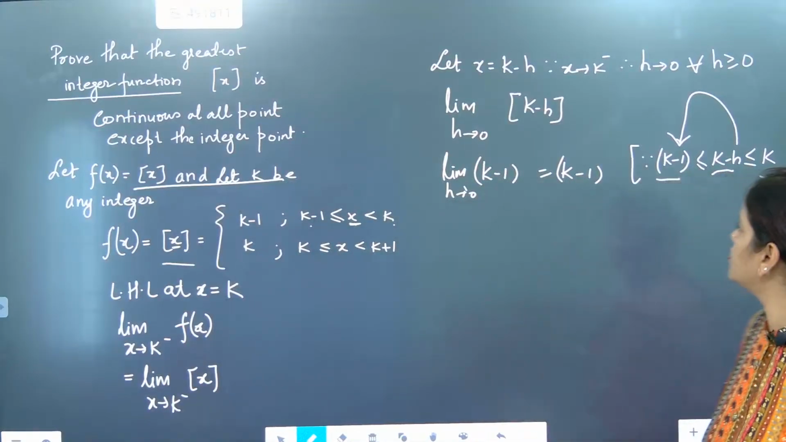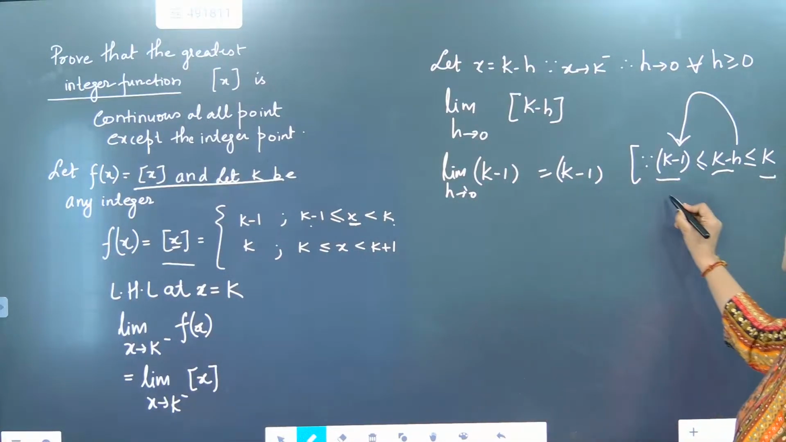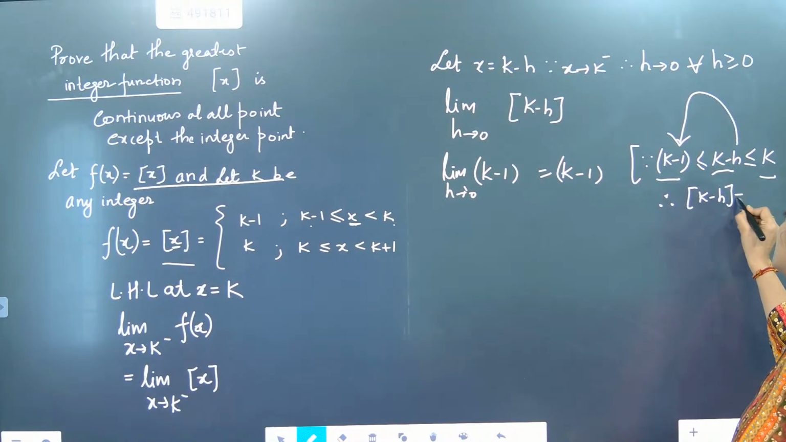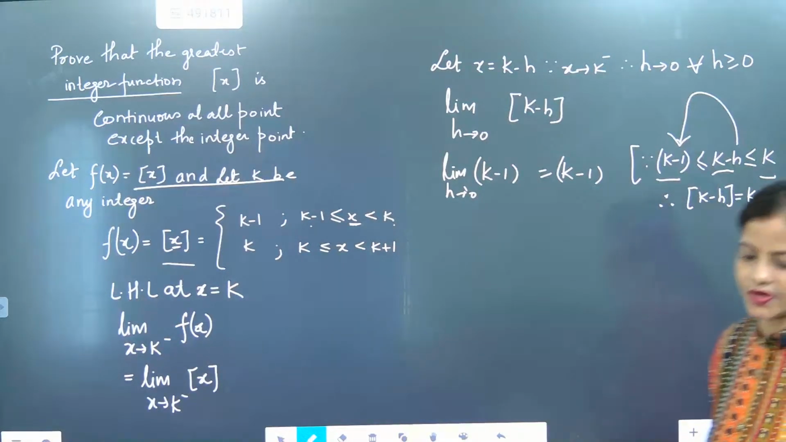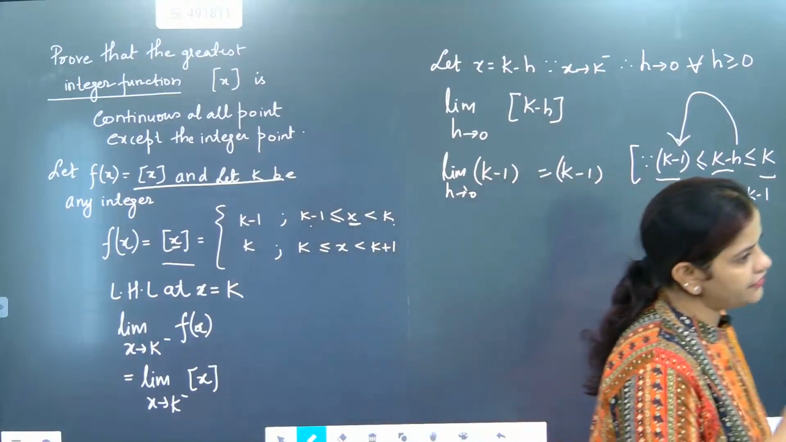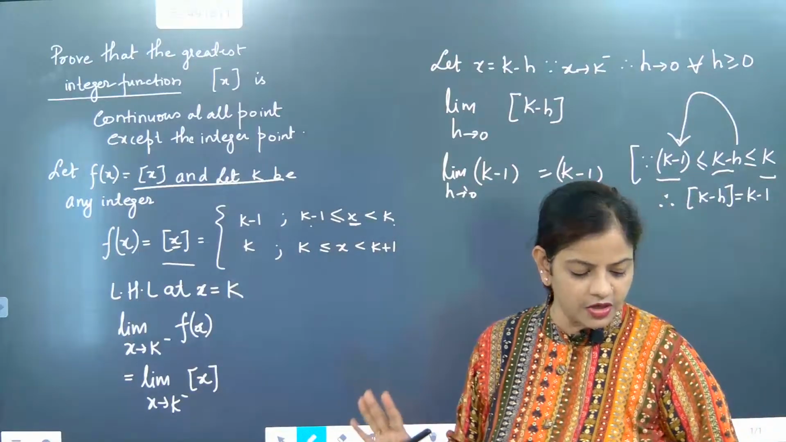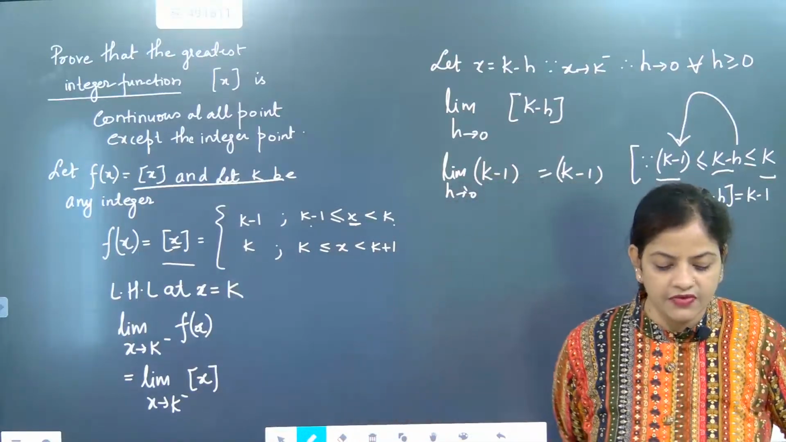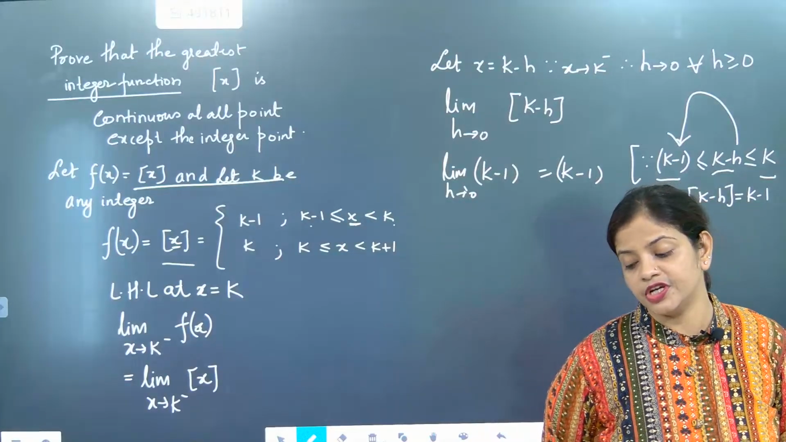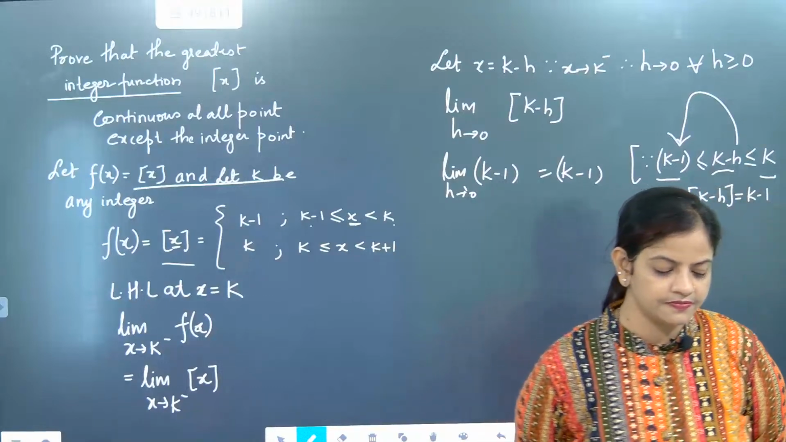Now note down, slowly, not in a hurry. Our summary says that greatest integer of k minus h is k minus 1, because greatest integer always switches towards the left direction. I am not in a hurry to explain the question. Just finish this part, then we will go for RHL. Now we are discussing the integer point. Which point are we discussing? Integer point. Come on, go for it, please.